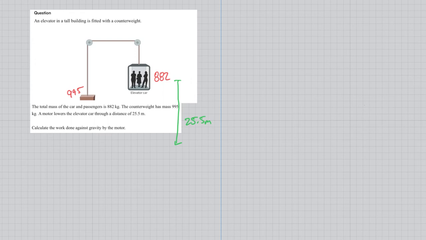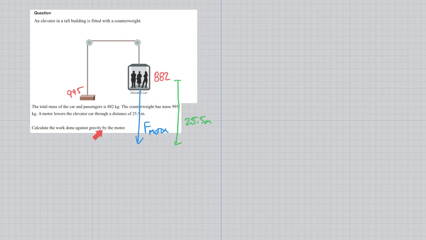So if we think about this scenario, naturally, if these pulleys are frictionless and this is just allowed to move, this elevator is actually going to move upwards. It's going to accelerate upwards because the counterweight has a greater mass than the elevator and its passengers. But instead, the elevator is actually getting pulled downwards. So the motor would have to be applying some force downwards to move it that way.